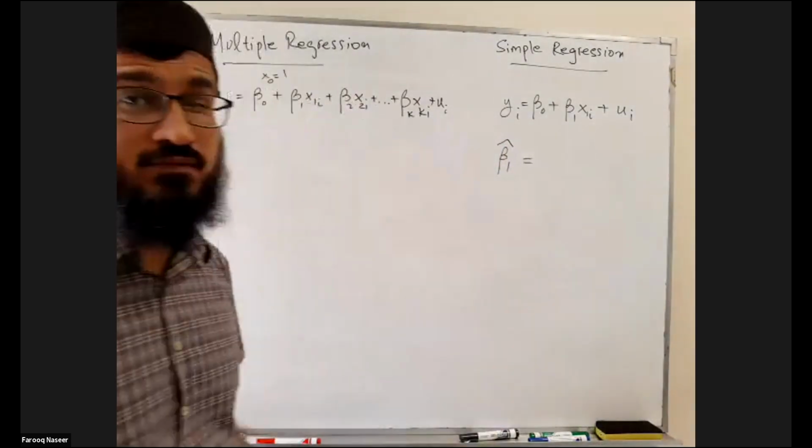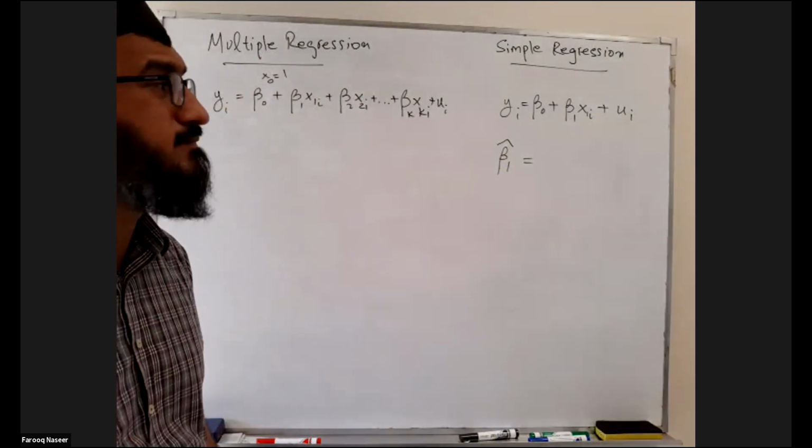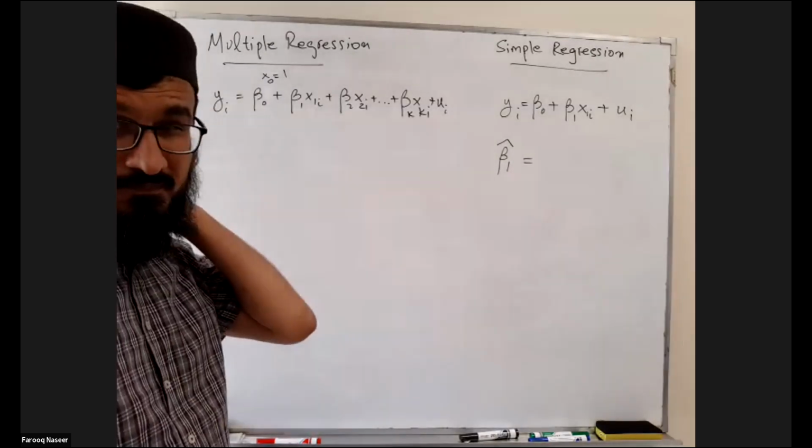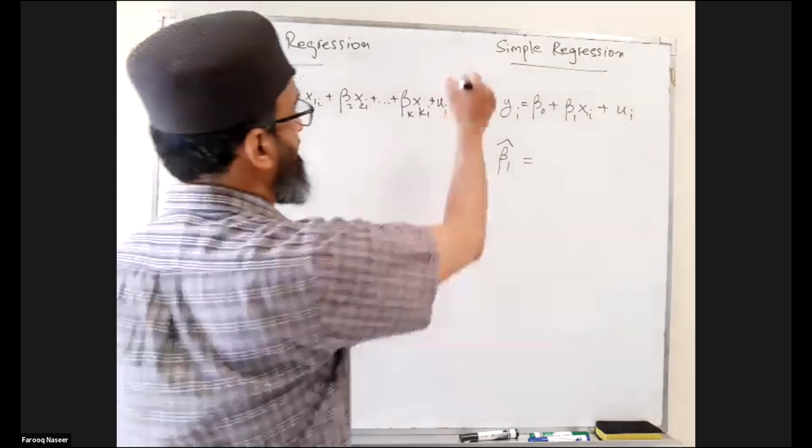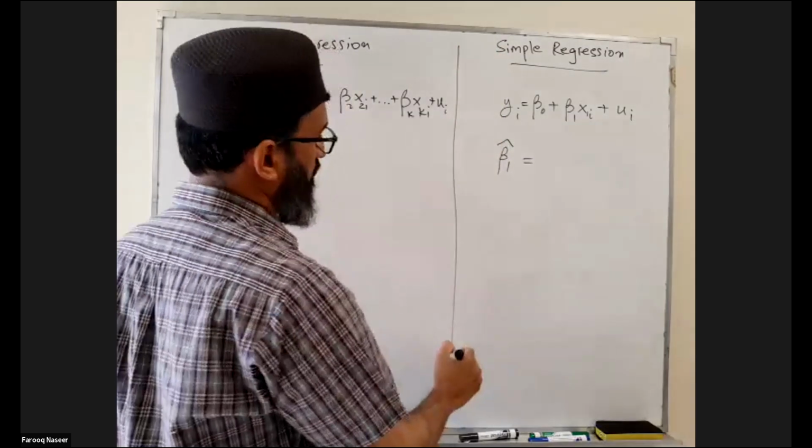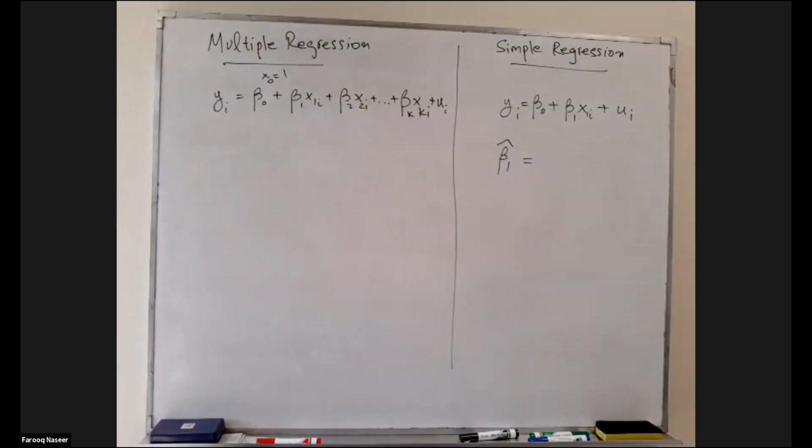Can someone give us the formula? Someone who remembers it? How do we estimate it in simple regression? So what's the formula that we use?